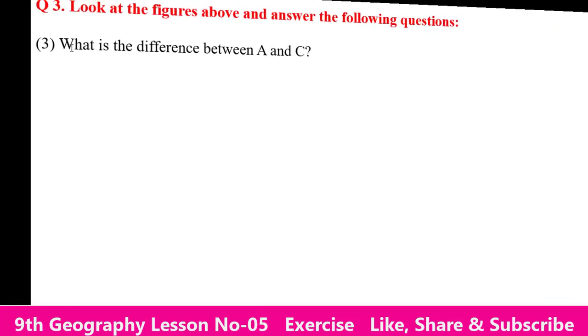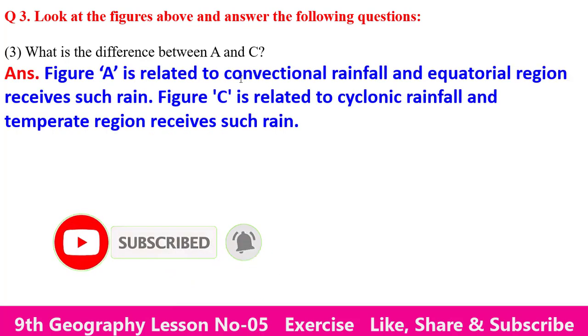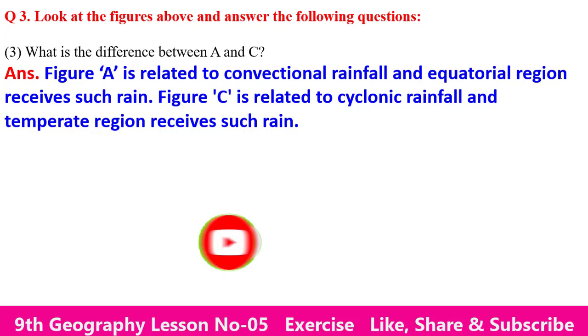Now next. Third, what is the difference between A and C? The answer is figure A is related to convectional rainfall and the equatorial region receives such rain. Figure C is related to cyclonic rainfall and the temperate region receives such rain.